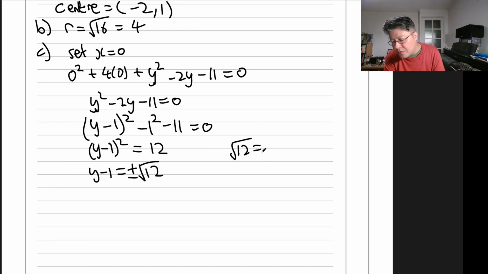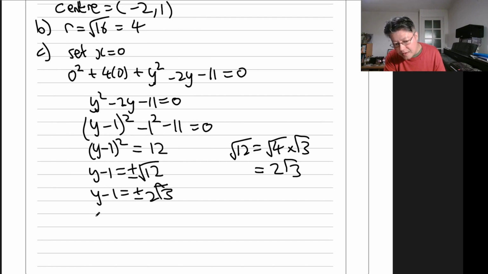That 12 is equal to 4 times 3. So that's root 4 times root 3. And root 4 is a 2. So this is 2 root 3. So y minus 1 equals plus or minus 2 root 3. And finally we can add the 1 over, so y equals 1 plus or minus 2 root 3. So this is shorthand for two separate solutions, 1 plus 2 root 3 and 1 minus 2 root 3.